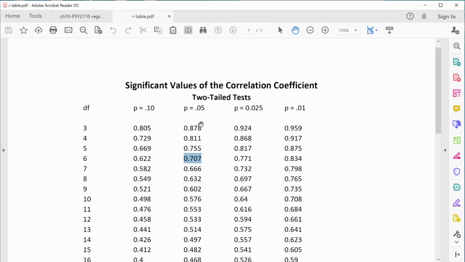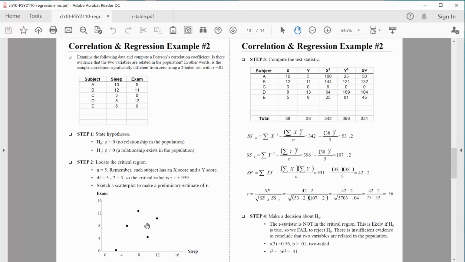We can consult our table. We're going to be using an alpha of 0.01. We have 3 degrees of freedom, so we need lots of evidence. The critical values would be a positive and negative 0.959. Go ahead and create a scatter plot.